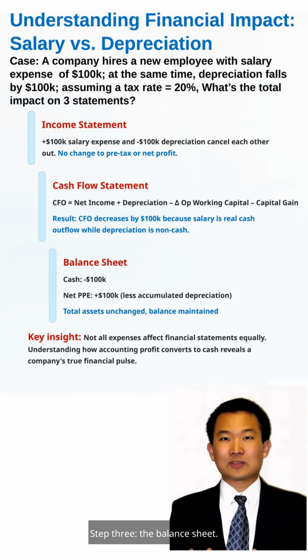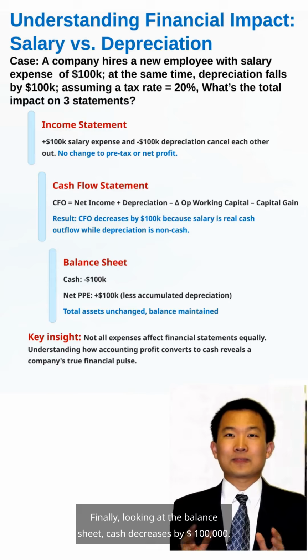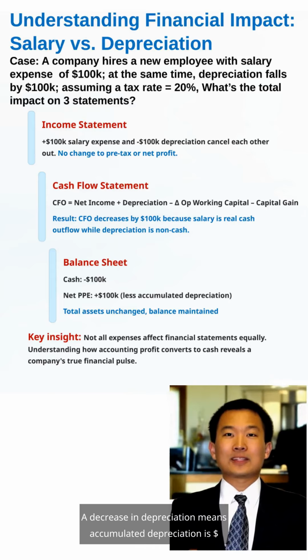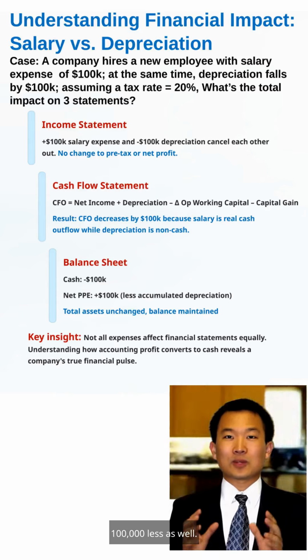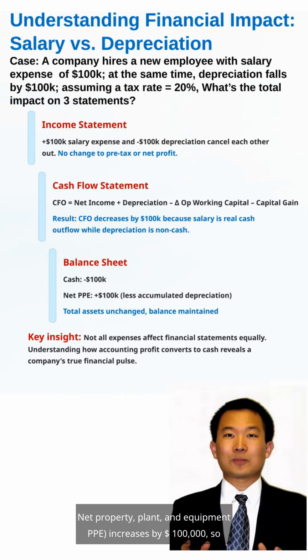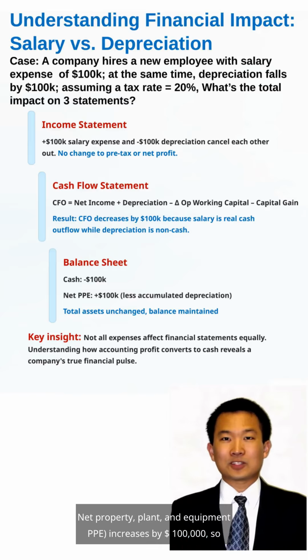Step 3, the balance sheet. Finally, looking at the balance sheet, cash decreases by $100,000. A decrease in depreciation means accumulated depreciation is $100,000 less as well. Net property, plant, and equipment (PPE) increases by $100,000.